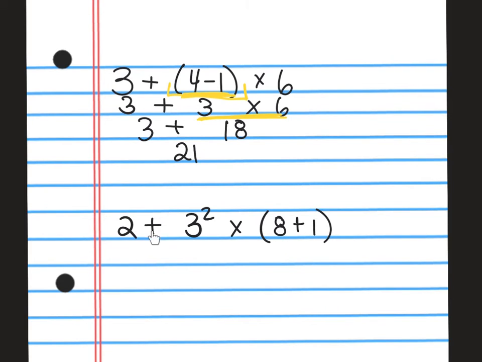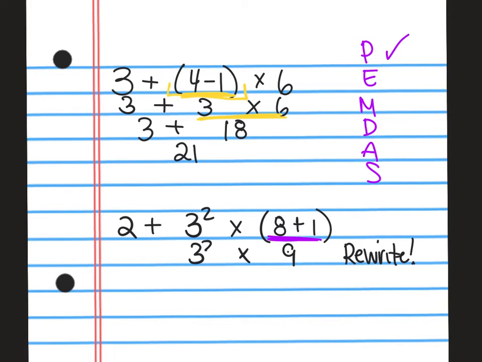All right, let's look at this next question. I've got this operation, which is adding, this operation, which is an exponent. I've got multiply. I've got adding that's inside parentheses. So let's remind ourselves, please excuse my dear Aunt Sally. Do I see any P's? Yes, I do. So I'm going to do that first. 8 plus 1 is 9. Then I rewrite. Rewriting is super important. So I write the times sign, I write the 3 squared, I write the plus sign, and I write the 2.